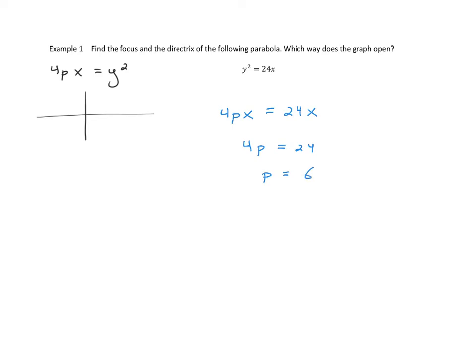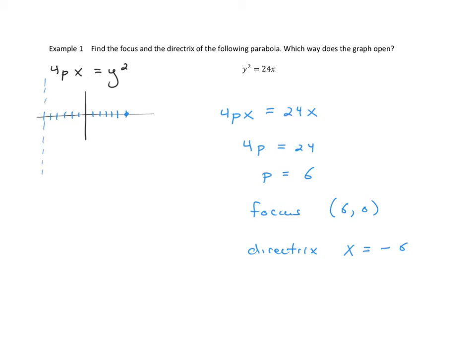Okay, this means that the focus is at the point 6, 0. So that is 1, 2, 3, 4, 5, 6. It's right about there. Where's the directrix? This is the equation x is equal to negative p, or in this case, negative 6. 1, 2, 3, 4, 5, 6.